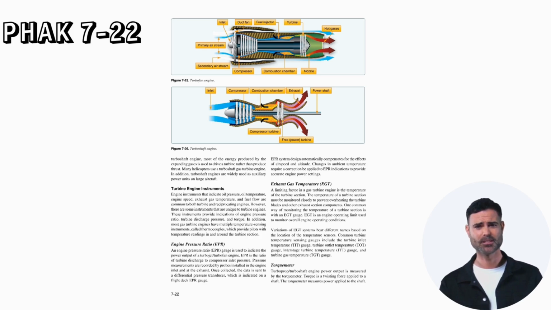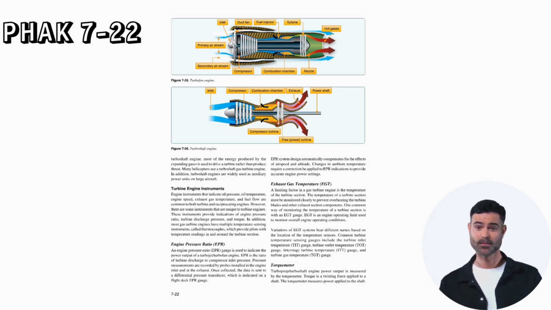Variations of EGT systems bear different names based on the location of the temperature sensors. Common turbine temperature sensing gauges include the turbine inlet temperature (TIT) gauge, turbine outlet temperature (TOT) gauge, interstage turbine temperature (ITT) gauge, and turbine gas temperature (TGT) gauge.